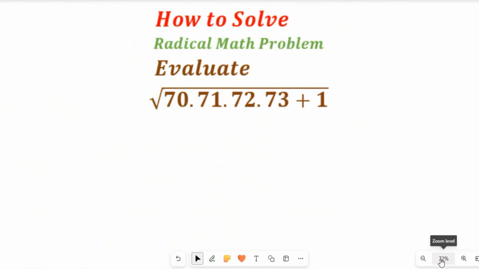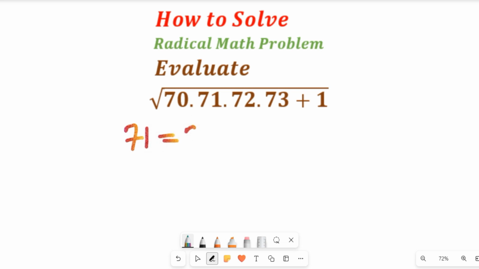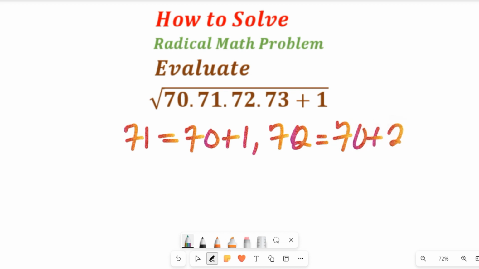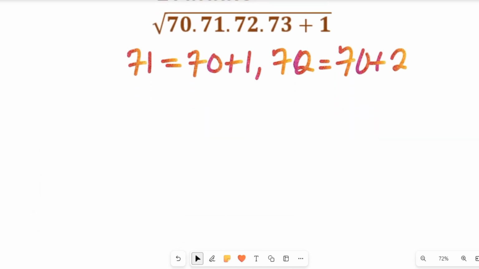Now, to start with, I want you to consider the expression. You are asked to find the square root of 70 multiplied by 71 multiplied by 72 multiplied by 73 plus 1. Now to solve this, I want you to note that apart from 70, 71 can give us 70 plus 1, right? 72 can give us 70 plus 2, and on and on. 73 can also give us 70 plus 3. So we can apply that in that expression to simplify it.